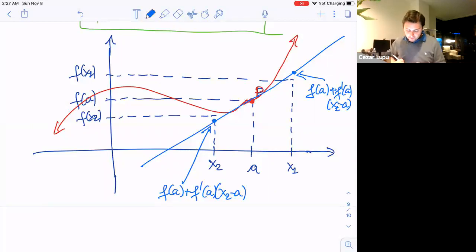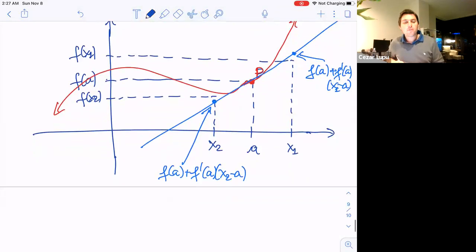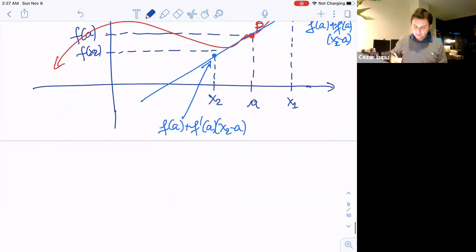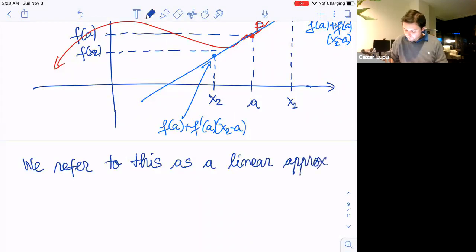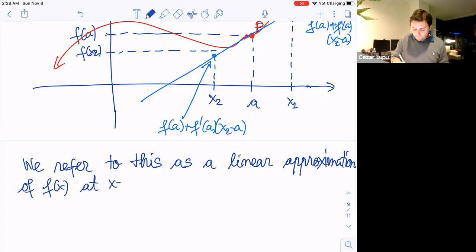Right? This is the picture, and we will refer to this as the linear approximation of the function f at the point x equals a. So we refer to this as a linear approximation of f of x at x equals a.